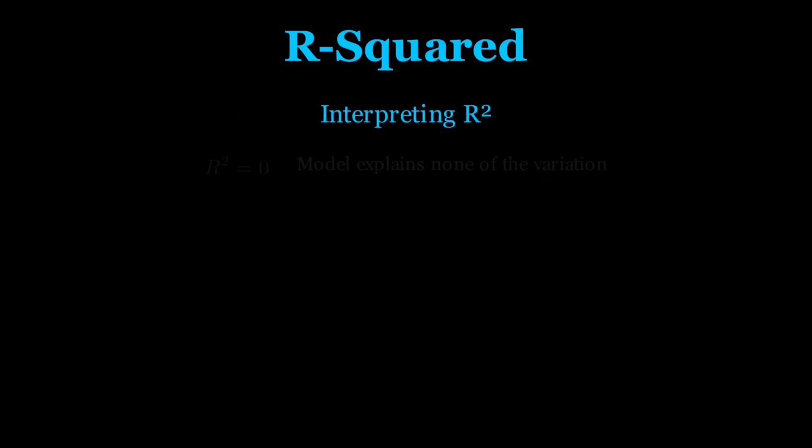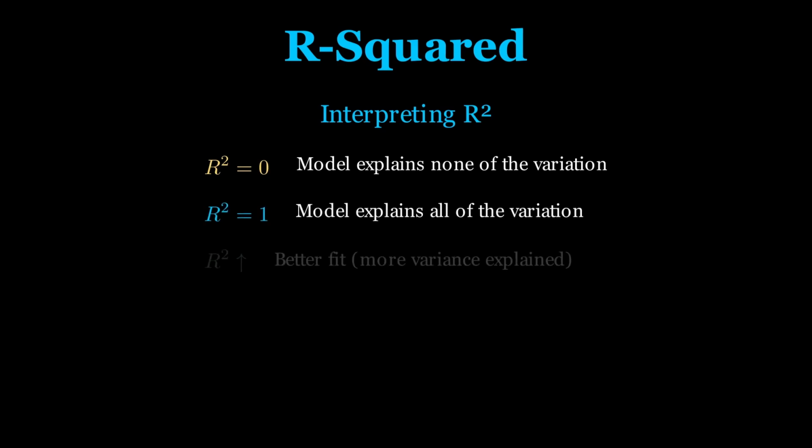So what does r squared actually tell us? When r squared equals 0, the model explains none of the variation in y. All the variation is unexplained noise. When r squared equals 1, the model explains all of the variation. Every data point sits exactly on the regression line. And in general, a higher r squared means a better fit.